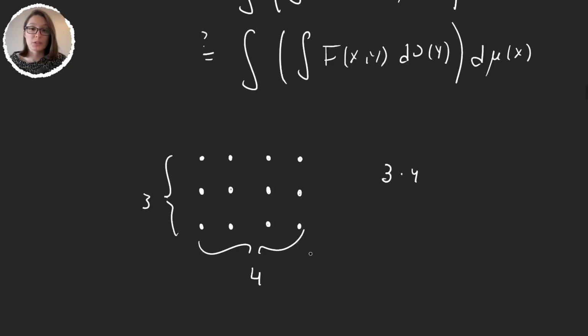Now, the reason why we say this is, well, if I fix this point here and I just look here, I have 4. Then for this one, I have another 4. For this one, I have another 4. So I have 3 times 4 points, which is this. But you could have also said, well, now for each point here, I have 3. So here, another 3, and so on.